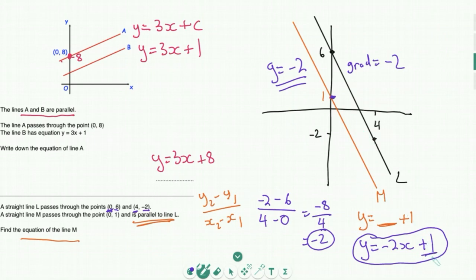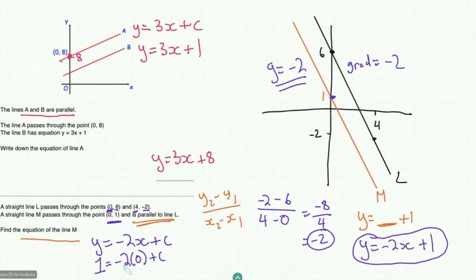Another way we could have got positive 1: we first find the gradient, so it's y equals negative 2x plus c. Another way to find the y-intercept, c, is to plug this coordinate into this equation. So we replace y with 1, equals negative 2, replace x with 0, plus c. 1 equals negative 2 times 0, which is 0, plus c. 0 plus something is 1, so c is 1. So if you don't draw a diagram, you can do it using this method. And yeah, c is 1, and this is our final answer.